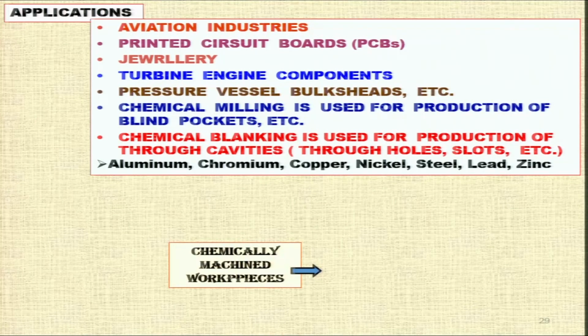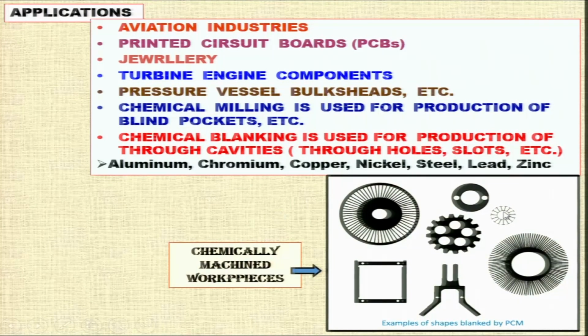Chemically machined workpieces, I have already shown them in the other slides while discussing electrochemical grinding and other processes. They can be machined, or they are being machined, by photochemical machining also. So one product can be machined by different processes, so it doesn't matter.